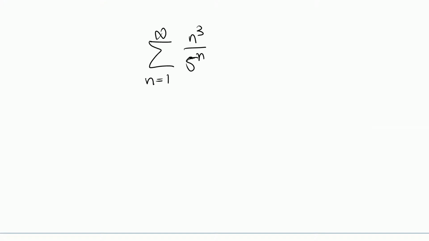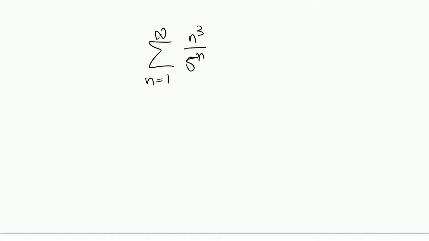N cubed over 5 to the n. Sorry, I've got to do this: the sum from 1 to infinity of n cubed over 5 to the n. Converge or diverge? As I rack my brain as to what I'm going to do about this, I think maybe I could come up with some sort of direct comparison or limit comparison. This doesn't fit any of the things that I'm used to.